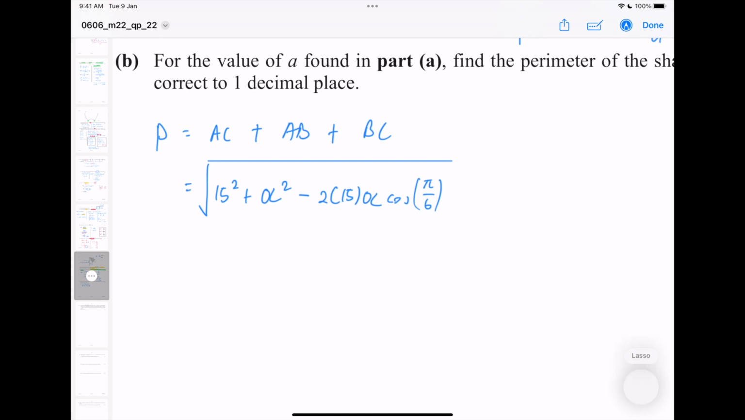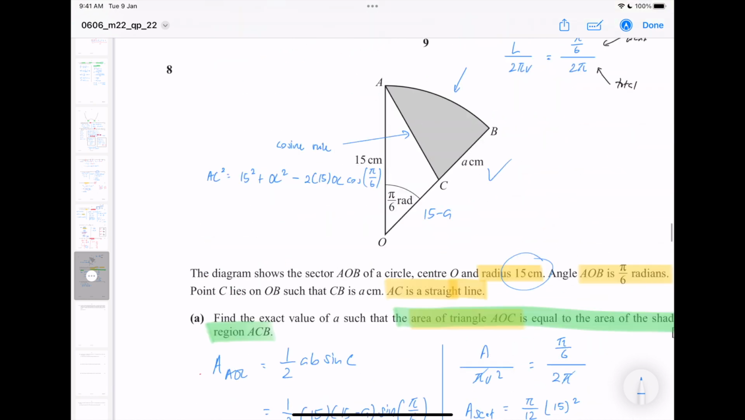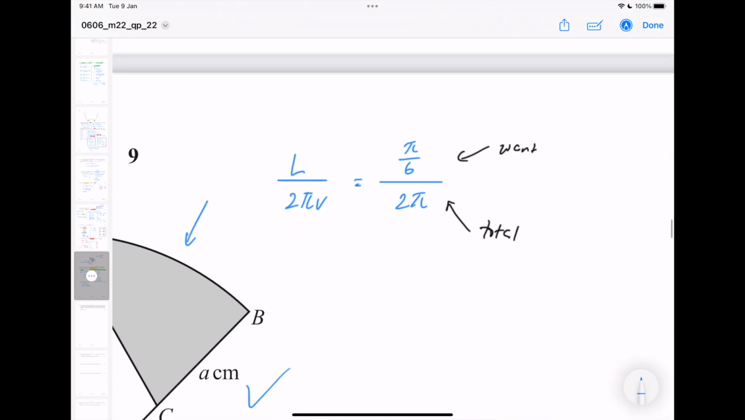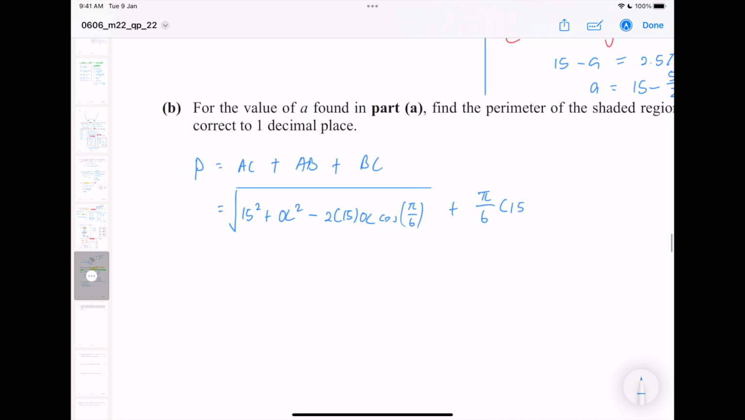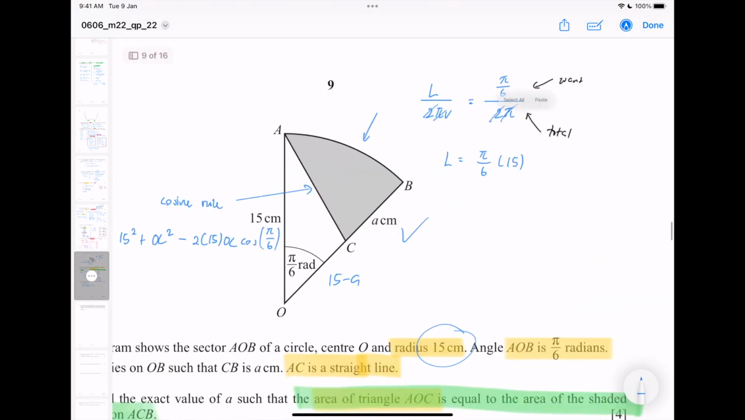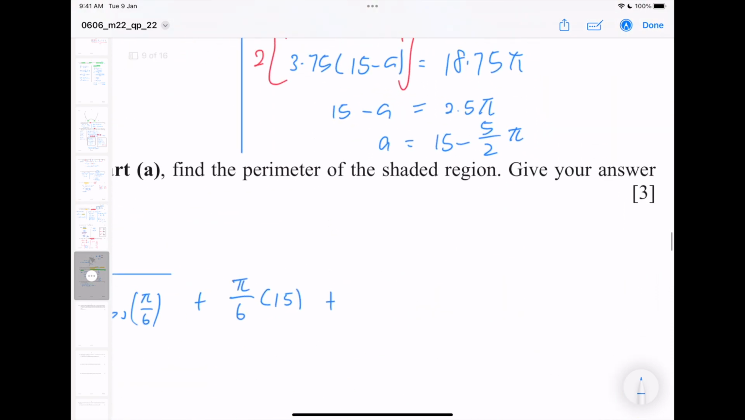Now let's get AB. AB is the arc length. So arc length, it has to be from here. You can see that length equals, cancel the pi, cancel the 2. I'm left with pi over 6 times r, which is 15. So arc length is going to be pi over 6 times 15. Plus, now I'm going to do BC. BC is A, which is 15 minus 5 over 2 pi. Yeah, I'm just going to write A for now.